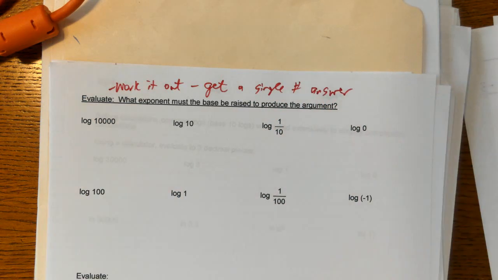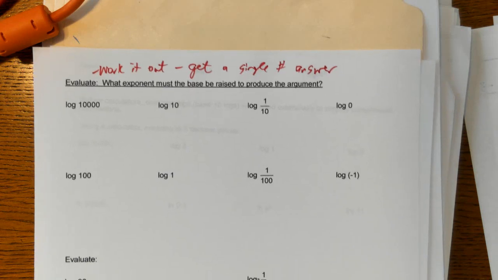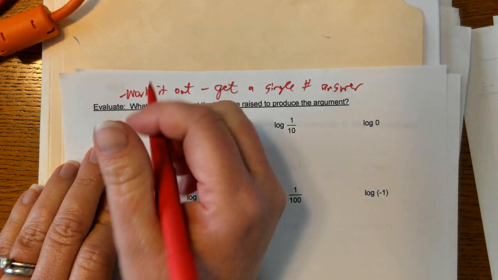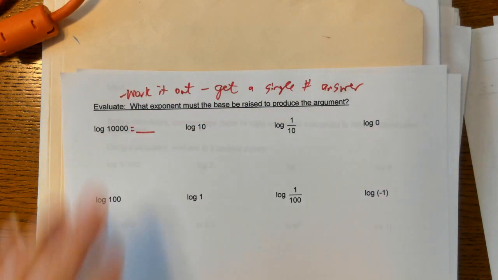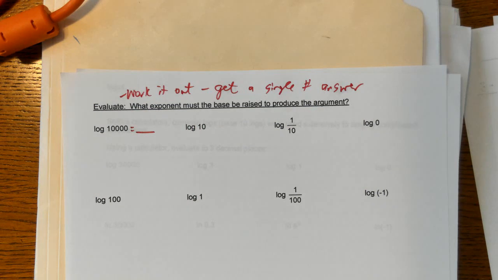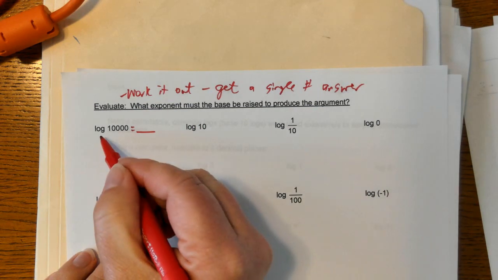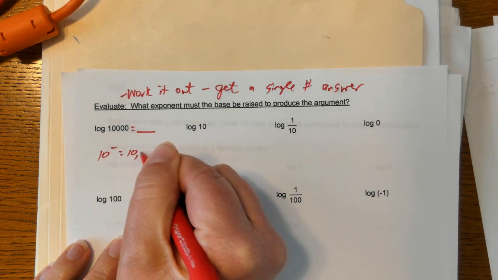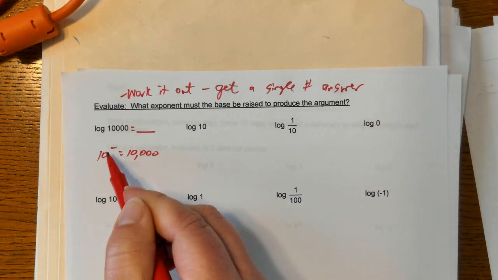Now, we could type these in calculators. We could type every one of them in a calculator. But let's see if we can do it without the calculator just for our own practice. So log of 10,000 equals something. Well, they don't write it, but we know the base here is 10. So 10 to the something has to equal 10,000. I wonder what that exponent is.